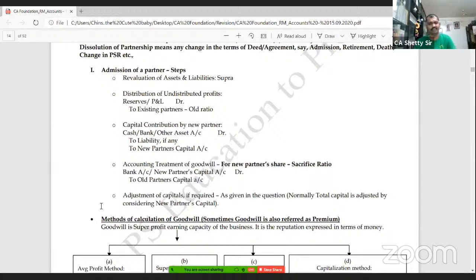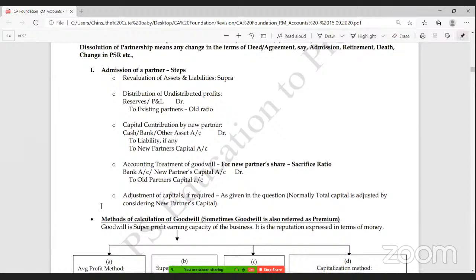Admission of a partner. There is a 5-step approach. So all the 5 steps are whatever we discussed now. Whatever profit till the date of admission should belong to existing partners. Excellent, I love that word, existing partners. Straight away, all these are simple now.